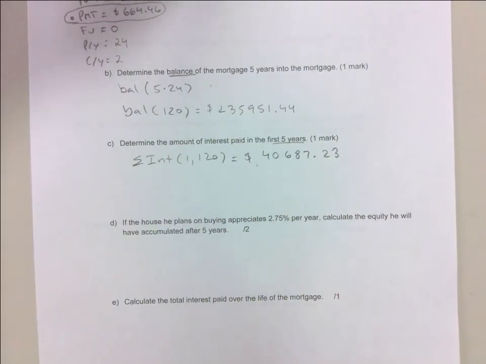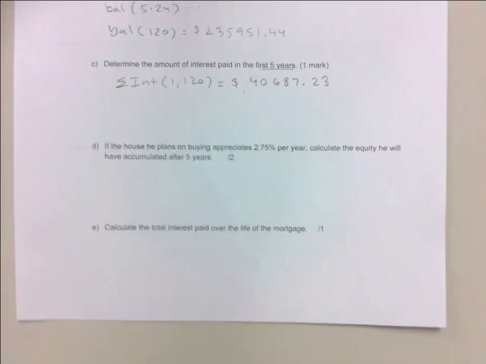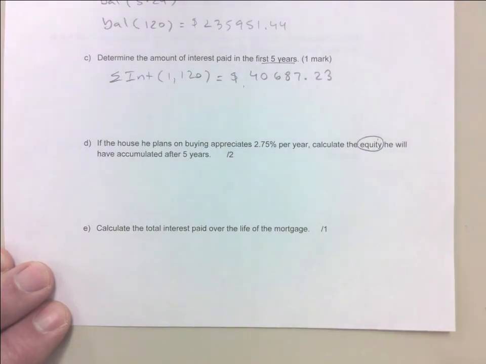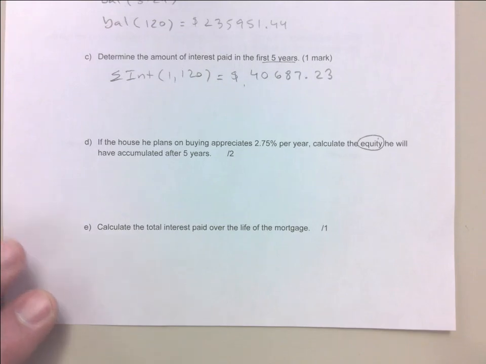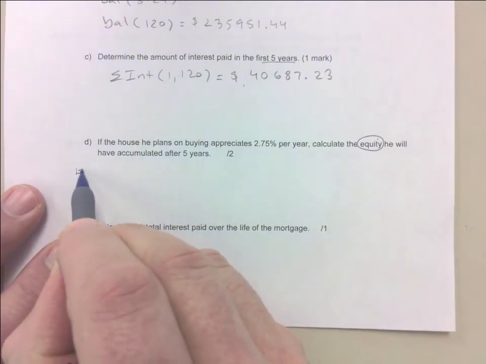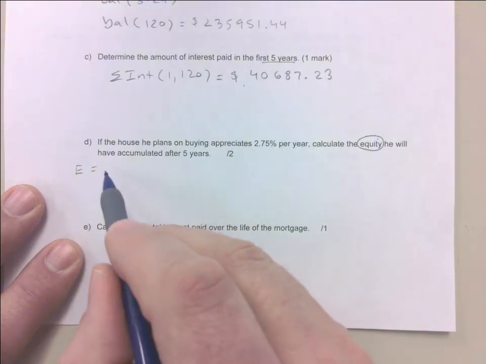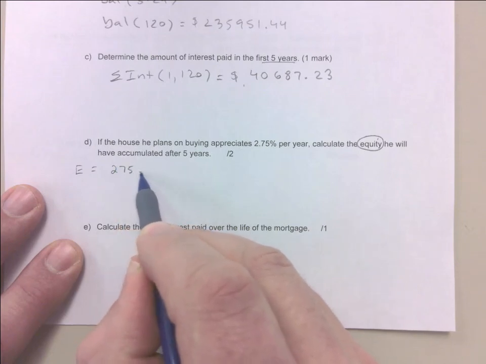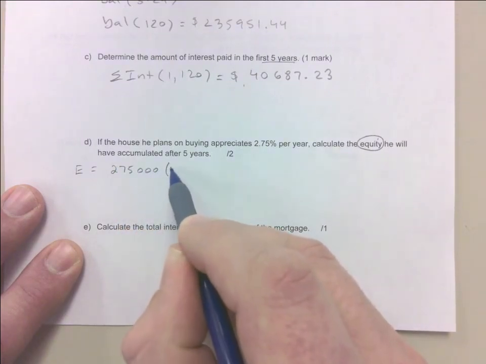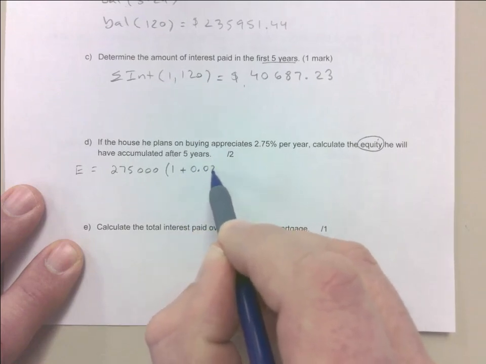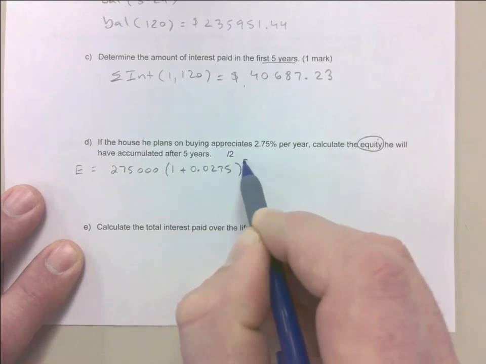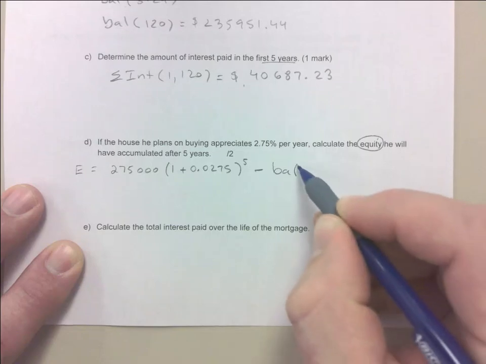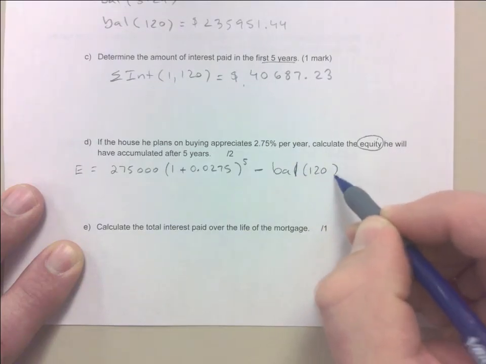If the house he plans on buying appreciates at 2.75% per year, calculate the equity. That should ring a bell. Accumulated after 5 years. You may use that really long formula. Equity is the price of the house. For us right now, it's 275, times 1 plus 0.0275 to the power of 5 years, minus balance owing after 5 years, which we already know is balance of 120.